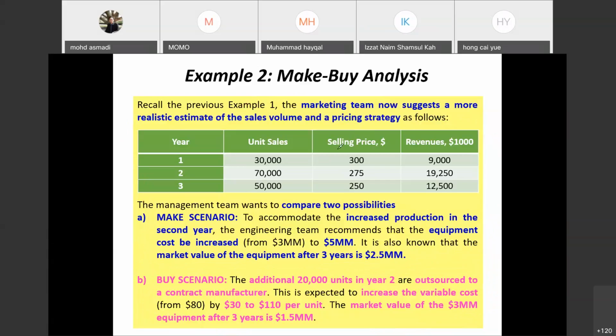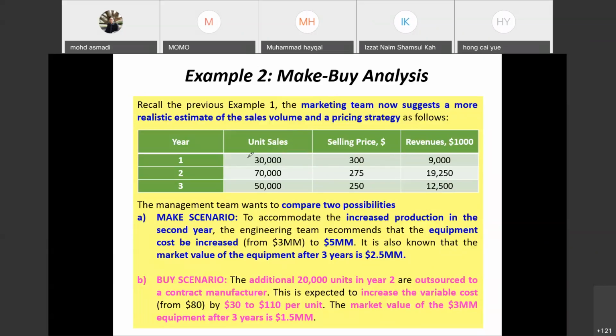So if you look here, recall the previous example one. In the slide, the marketing team now suggests a more realistic estimate of the sales volume and pricing strategies as follows, in this table. Maybe because of the more realistic estimation, due to introducing a new product, maybe the sales pick up slowly. That's why the marketing team introduces a new price for the sales volume. That is one of the strategies.